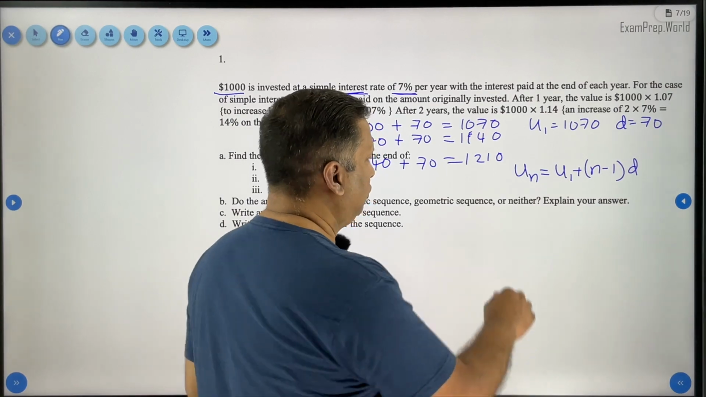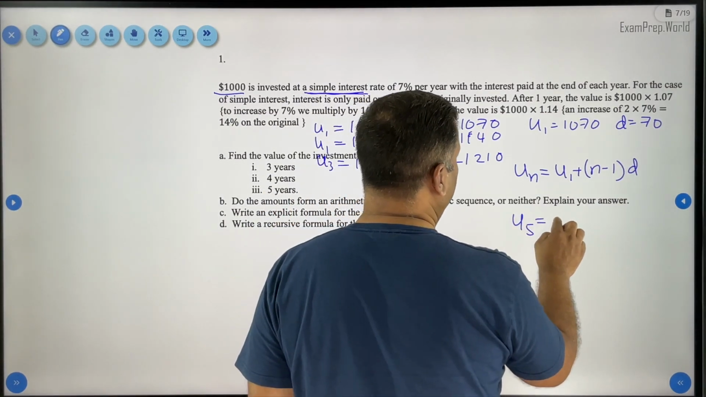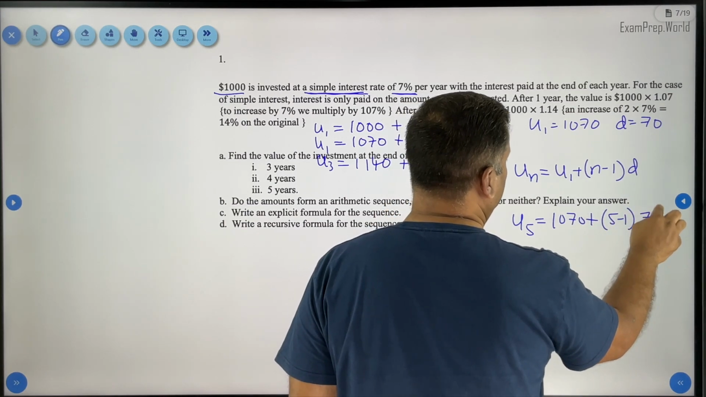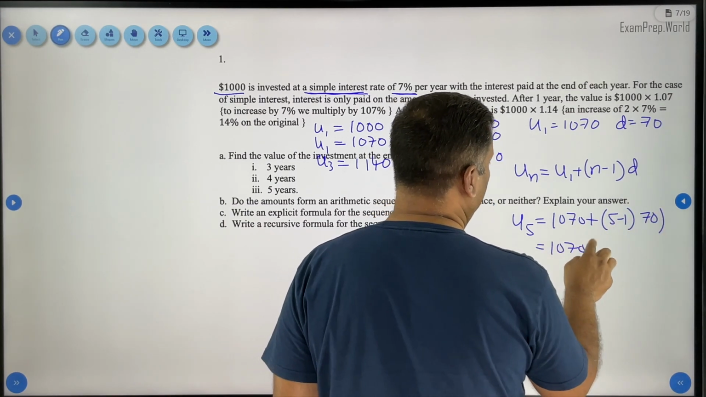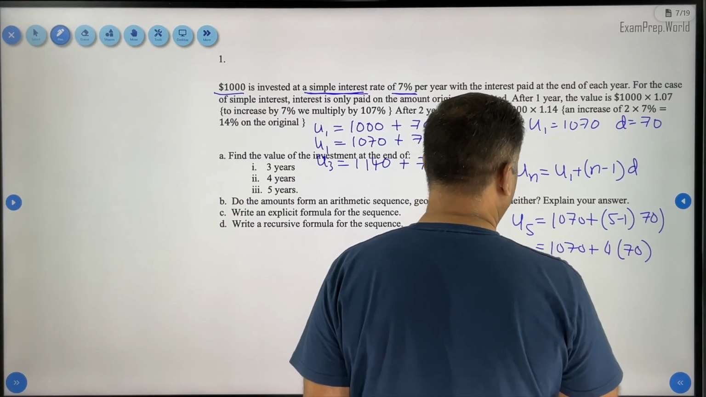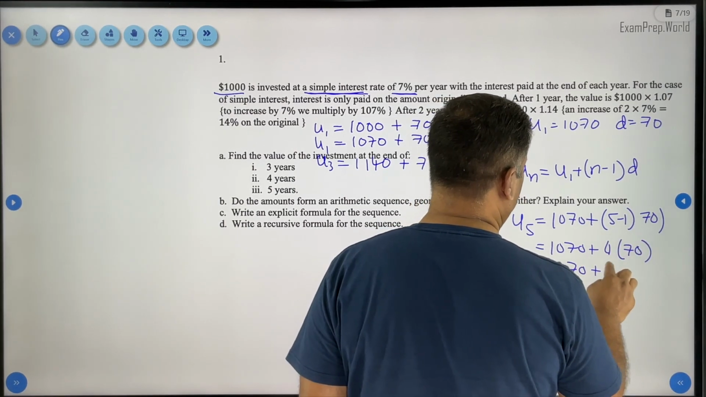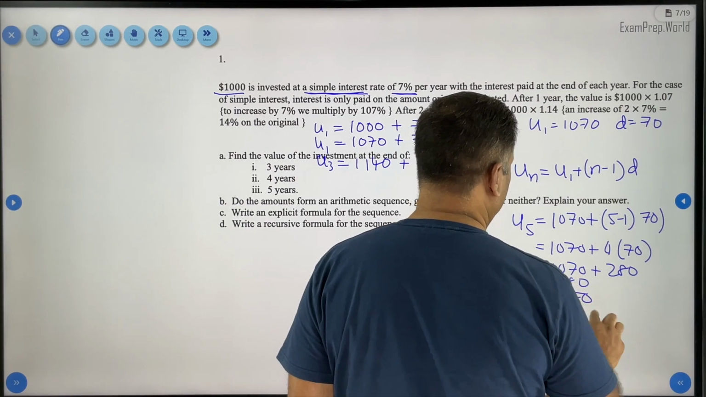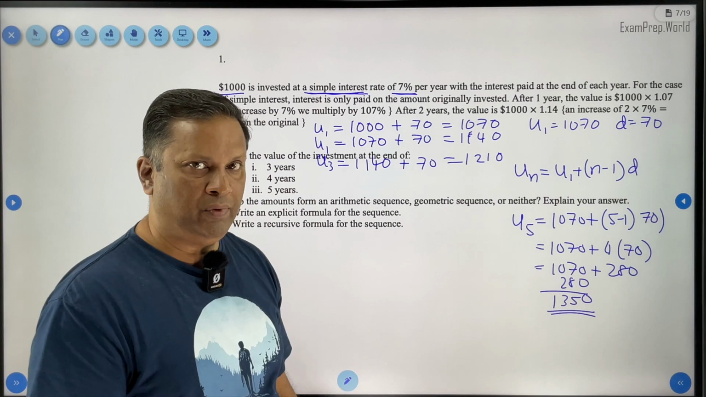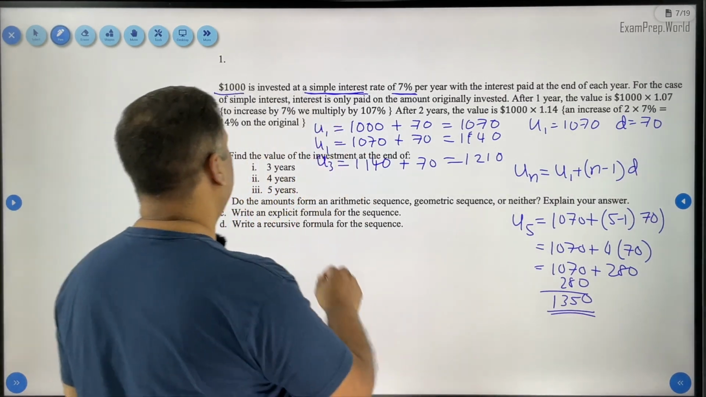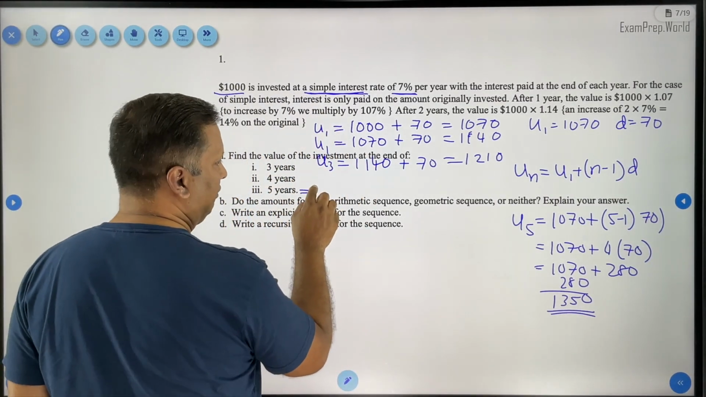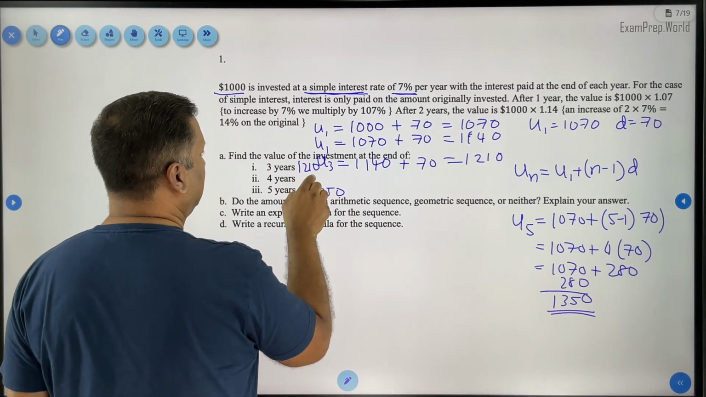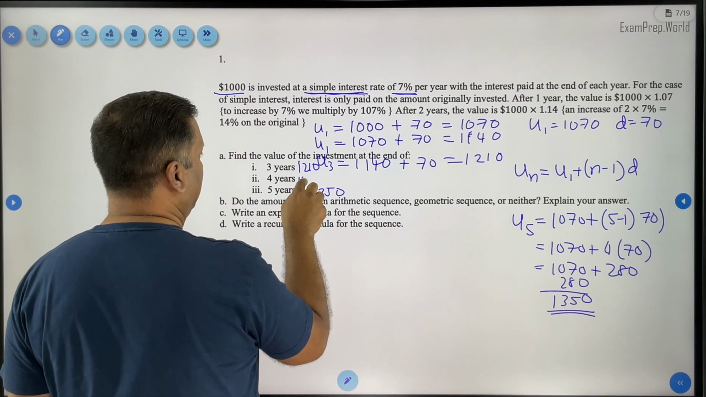So what is U5? U5 will be 1,070 plus 5 minus 1 times 70, which is 1,070 plus 4 times 70, 1,070 plus 280. So it will be $1,350. After 5 years we calculated 1,350. For 3 years we already calculated 1,210. For 4 years, add another 70, 1,280.